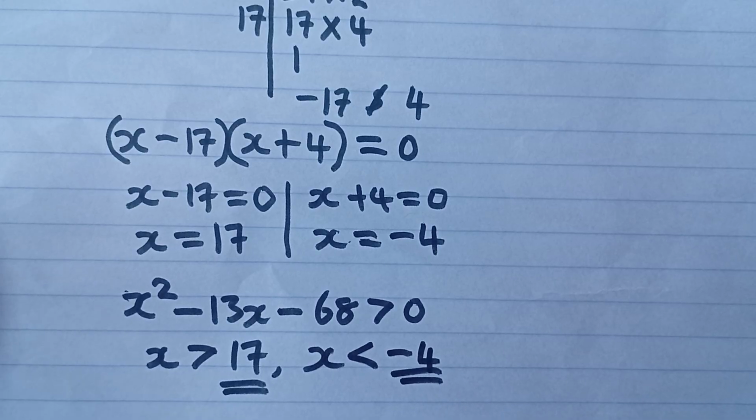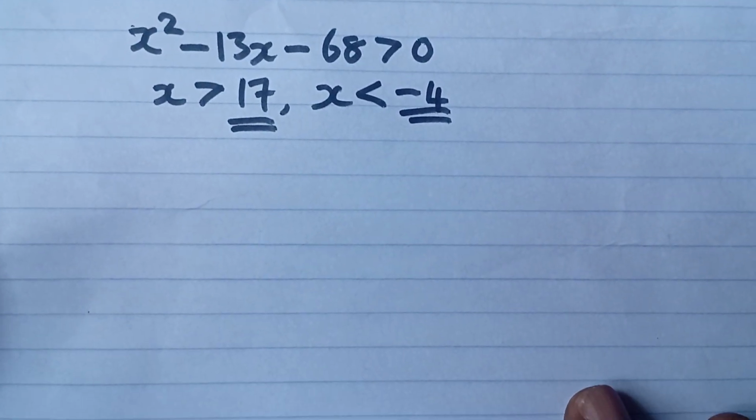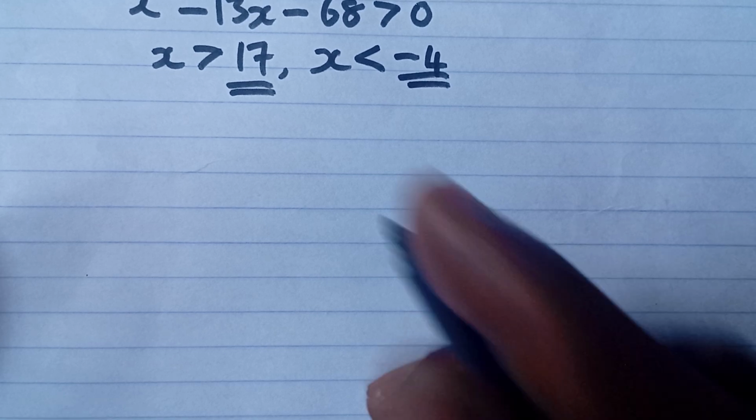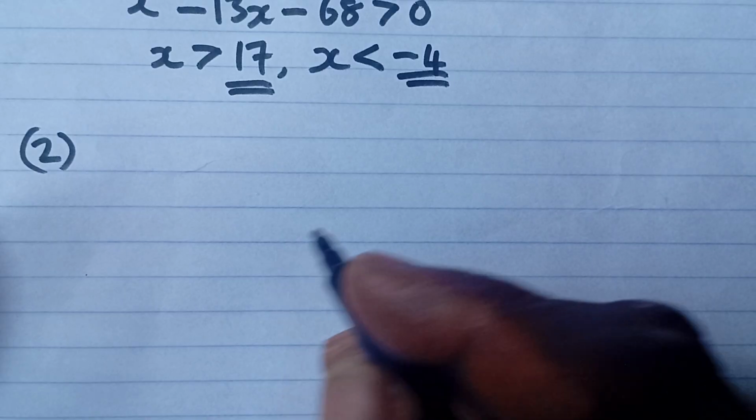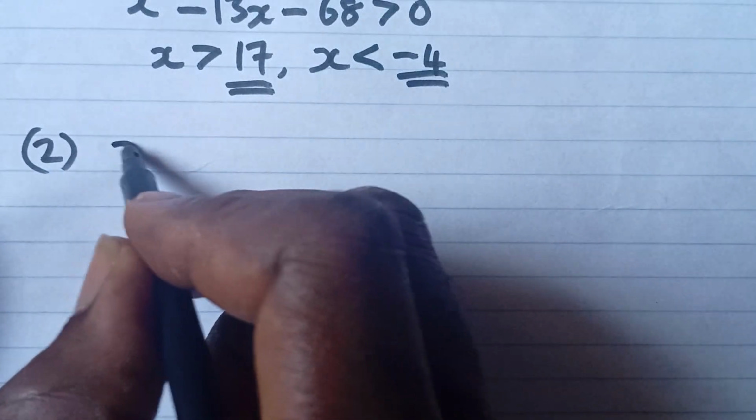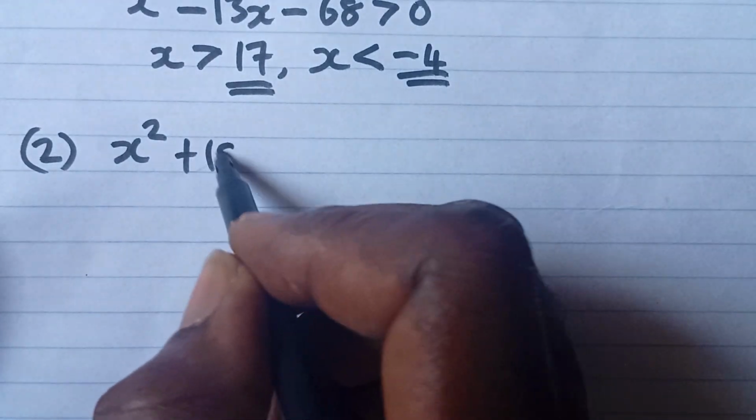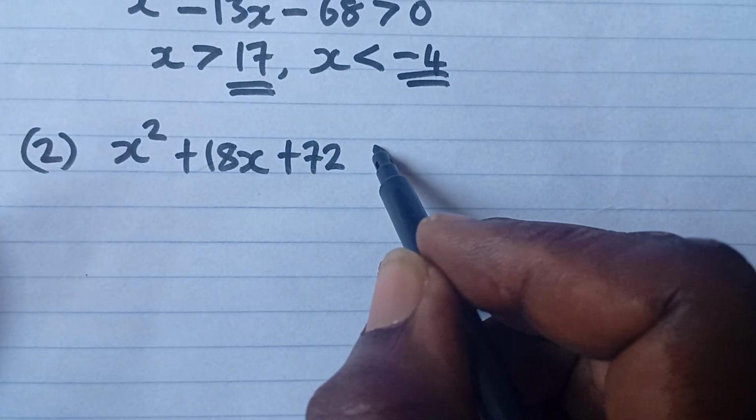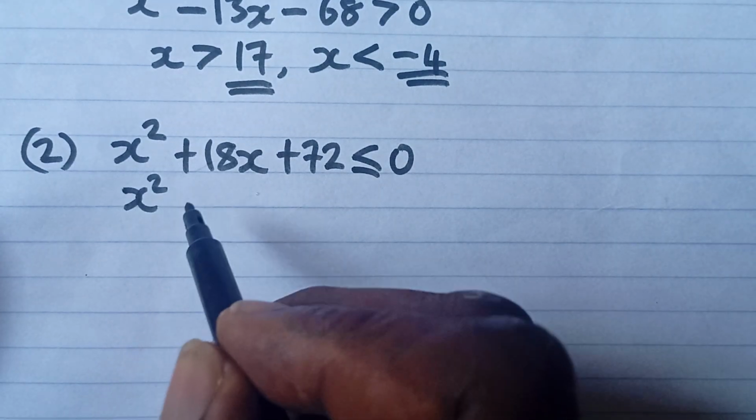Now let us try out another one so that we can see how this is properly done. A second example will help us understand this properly. So the second example, I'll call it number 2, is x squared plus 18x plus 72 is less than or equal to 0. As usual, we equate it to 0.